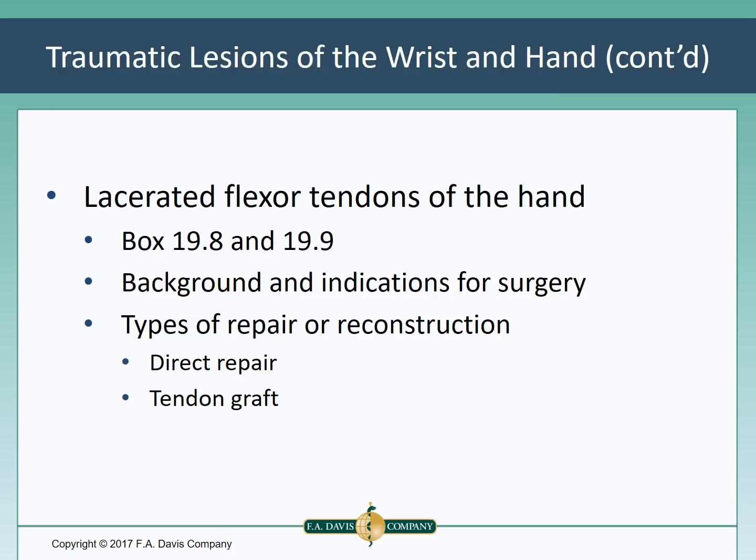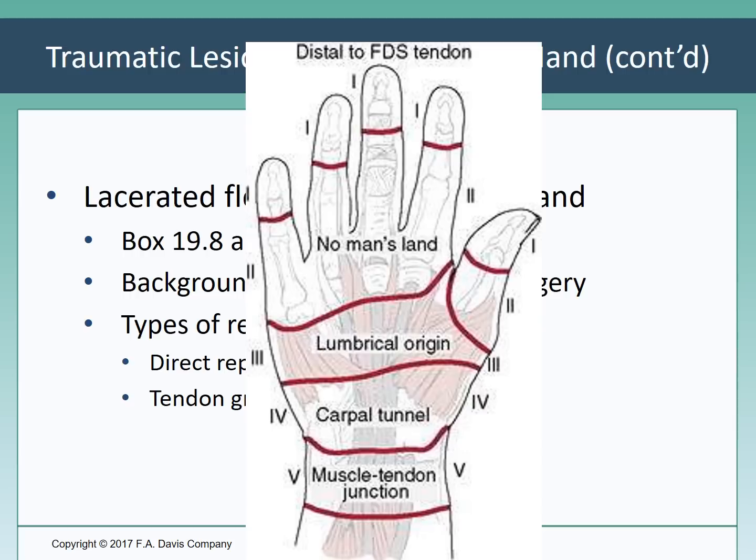When we look at the volar side first, the volar side of your hand is divided into 5 zones, and then your thumb is divided up into 3 zones. The reason they do that is because based on where that laceration is, your rehab, or your ability to repair at all, is going to be dictated. Here's kind of those zones.